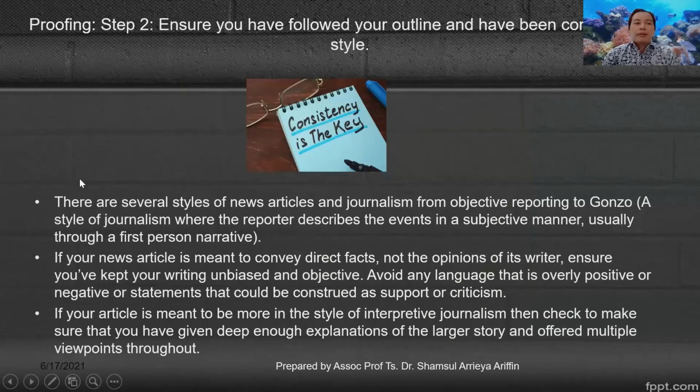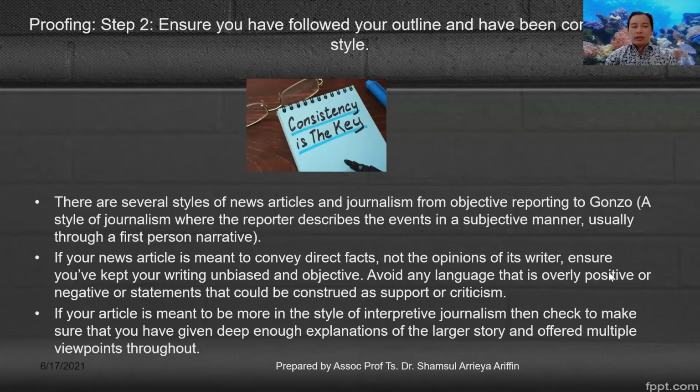Right. So step 2, ensure you have followed your outline and have been consistent with style. There are several styles of news article and journalism, from objective reporting to a style of journalism where the reporter describes the events in a subjective manner, usually through a first-person narrative. If your news article is meant to convey the direct facts, not the opinion of the writer, ensure you have kept your writing unbiased and objective. Avoid any language that is overly positive, negative, or statements that could be construed as support or criticism.